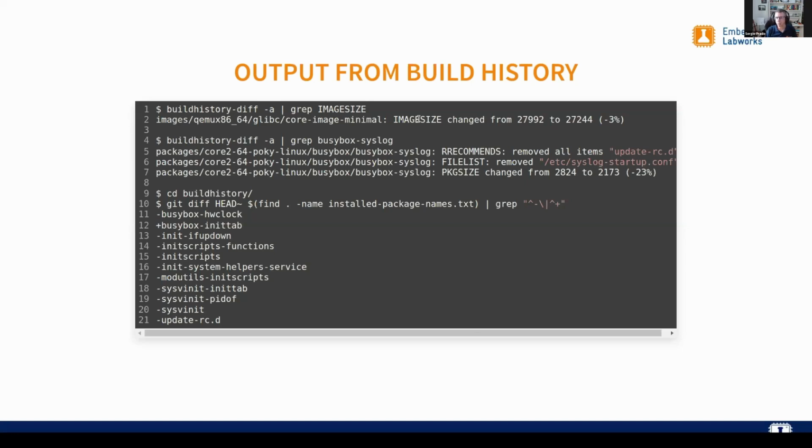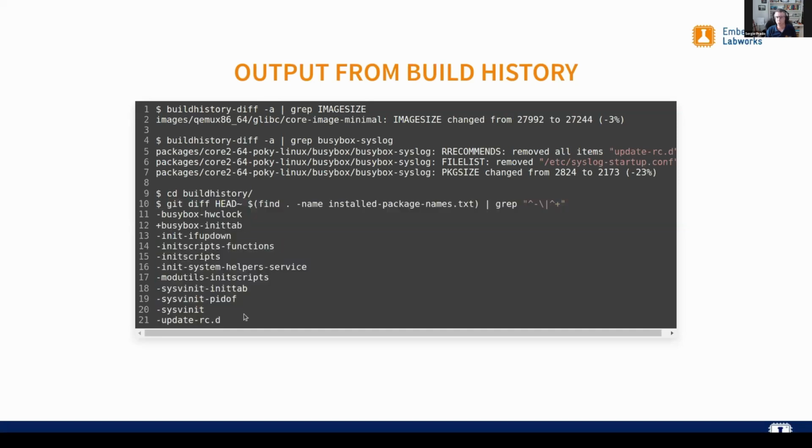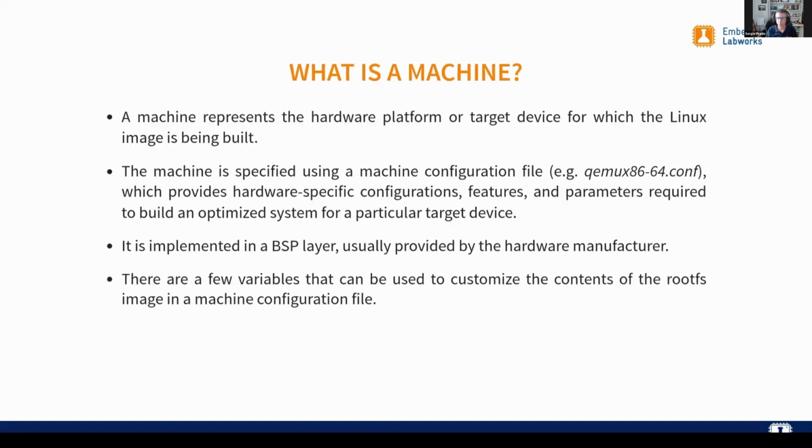So here we can see we decreased the image by just 3%. We can also see the change in the packages, which is nice, right? So we can see that basically the main change here was that we moved from sysvinit to busybox init. We're gonna use this in the rest of the presentation. So we have now our custom small distro.